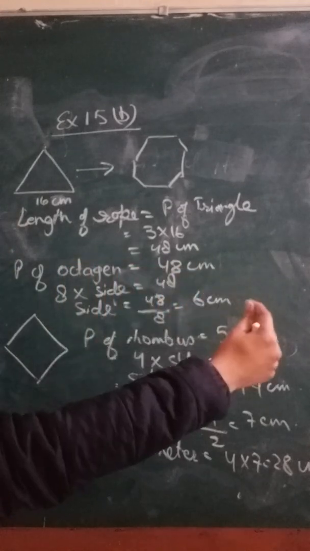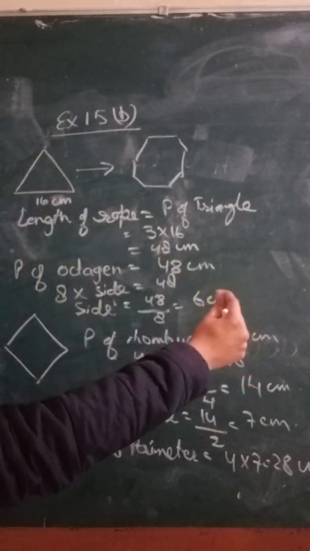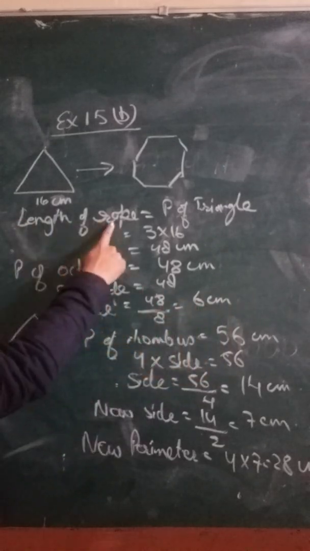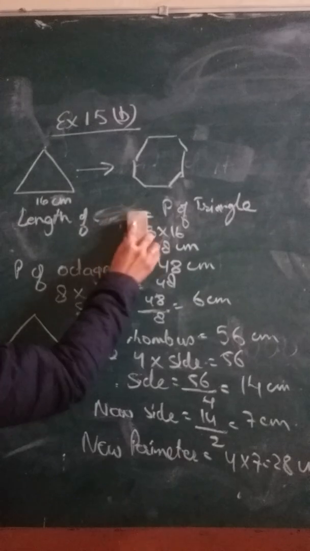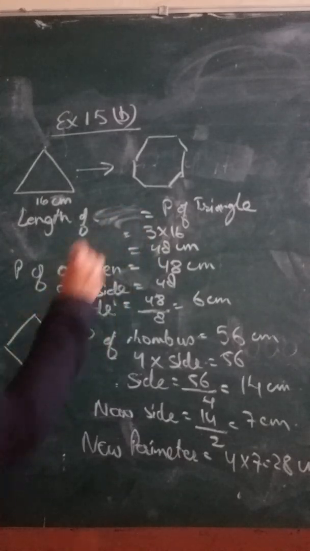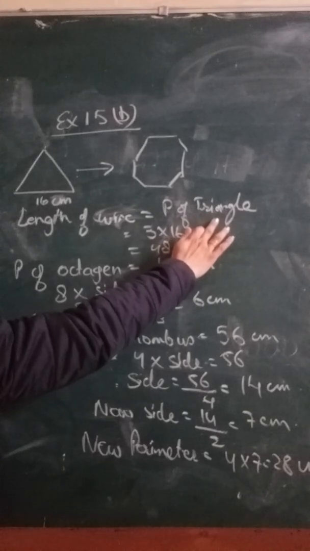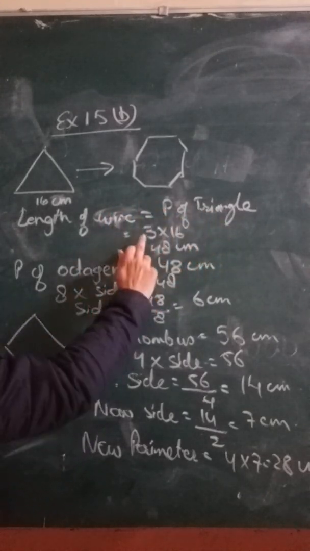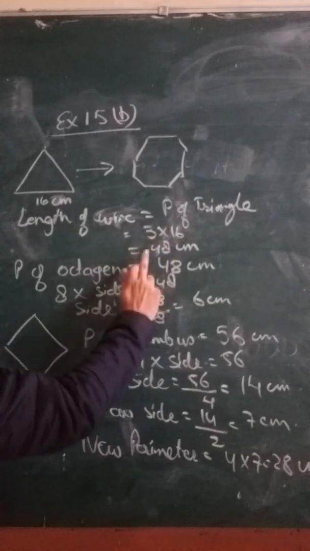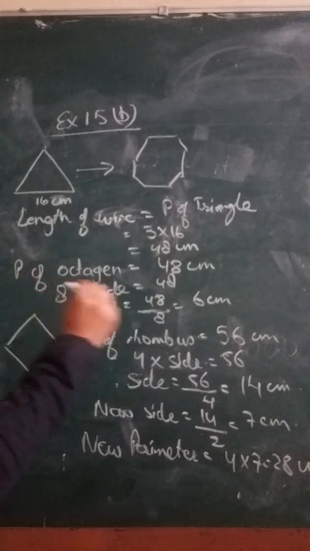So if we open it, or if we take the sum of all the sides, that will give you the total length of the wire. Let me write here wire only. So length of wire is equal to perimeter of triangle. What is the perimeter of the triangle? Equilateral triangle it is, so it will be 3 into side. That is equal to 48 centimeter. Now this is the length of the wire.